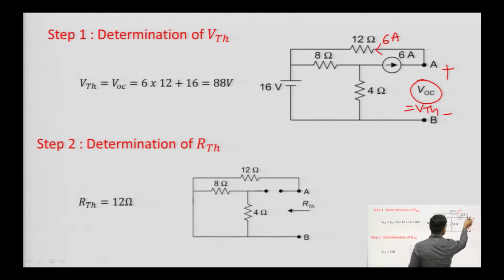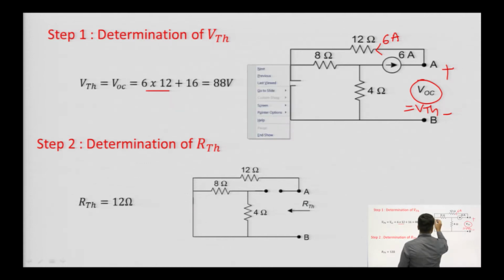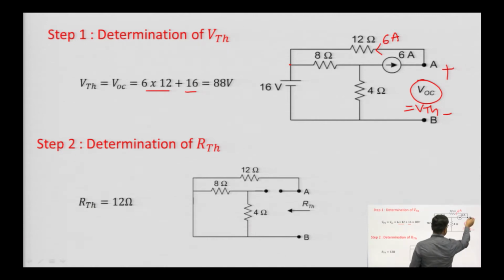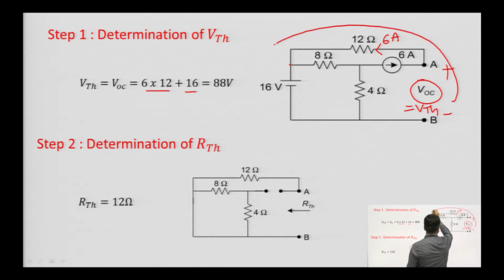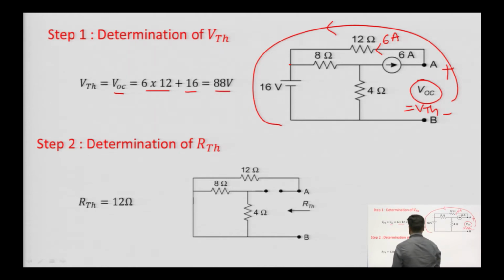VOC can be written as 6 into 12 plus this voltage, which is 16 volt. You can also apply KVL in this loop. So, VTH or VOC equals 6 into 12 plus 16, and VTH comes out to be 88 volt.